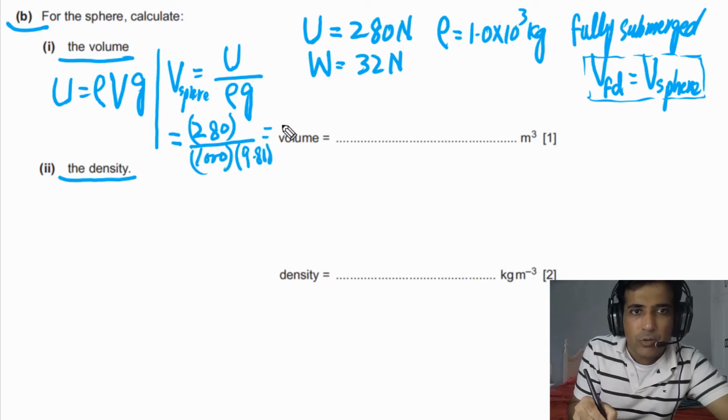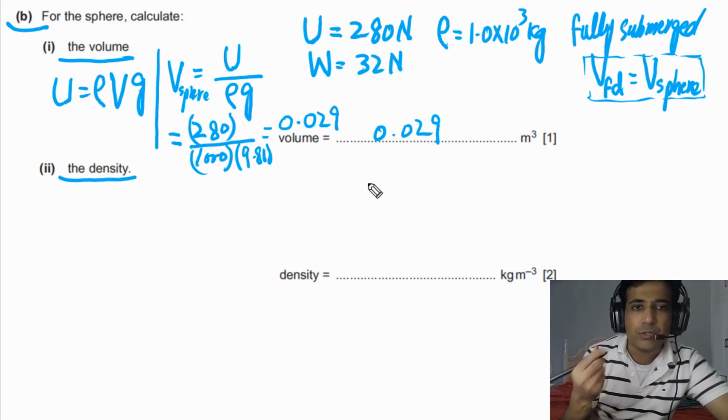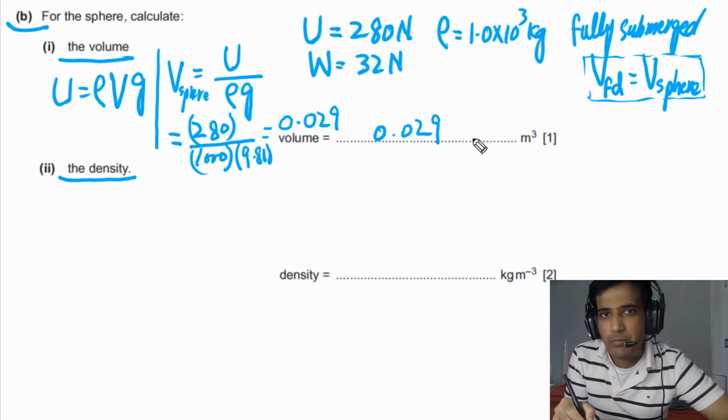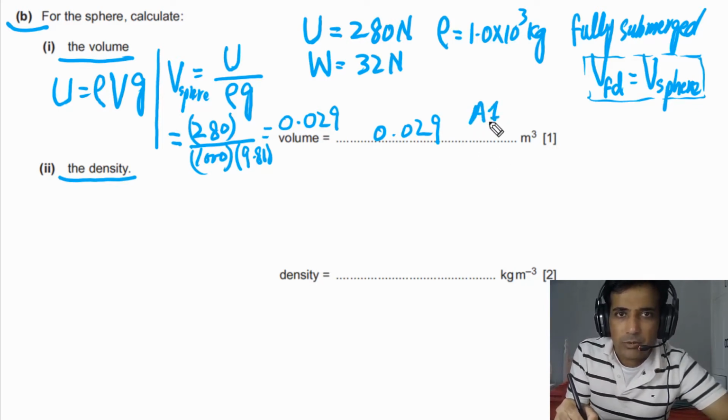If we solve this one, we will get volume is equal to 0.029 cubic meters. So this is our final answer up to 2 SF. So this is the answer for part B1. And this question has only 1 mark. If your answer is right, you will get 1 mark.